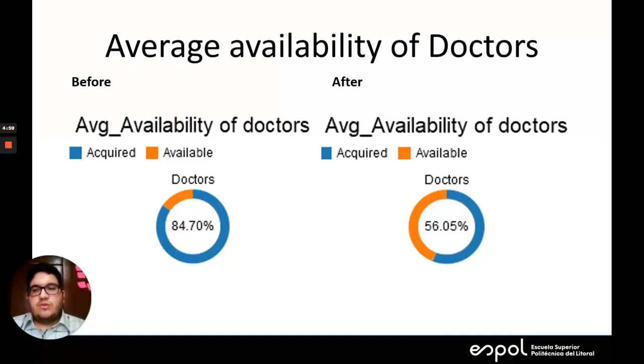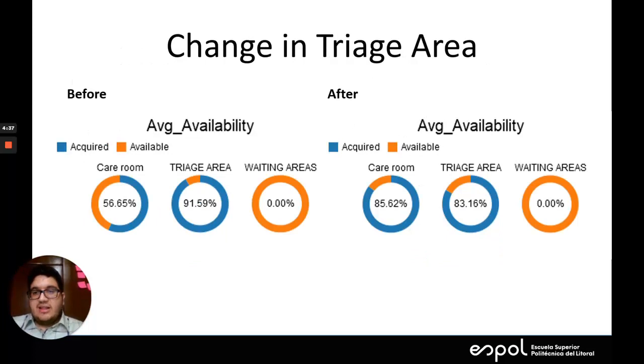Now we are going to analyze the variables in our dataset, their behavior before and after the improvement in our system. The first variable is the average availability of the doctors. The before percentage of the utilization is 84% and now it is 56%. The second variable is the change in the triage area. The before is 91% and now it is 83%.